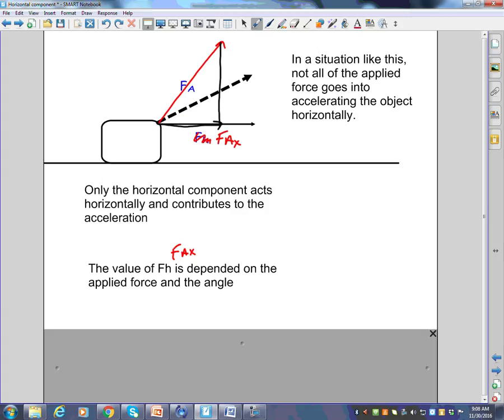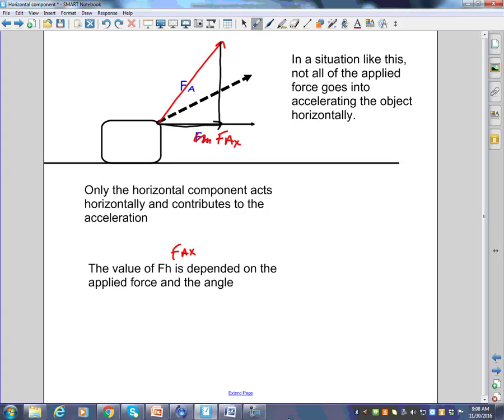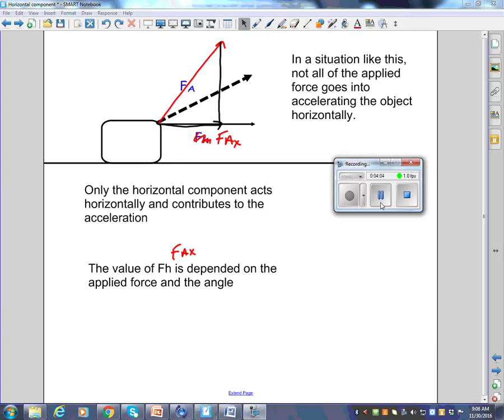Right? And that sort of makes common sense, that if you're pulling up at a steeper angle, it's not going to go as fast sideways, right? In fact, if you're pulling up at a steep angle, you're doing more lifting than you are pulling sideways. Okay, make sense? And obviously, if you've got a greater applied force, well then you've got a greater FAX. I'll pause for a second there in case you want to write anything down.